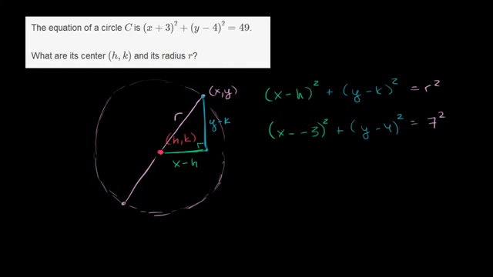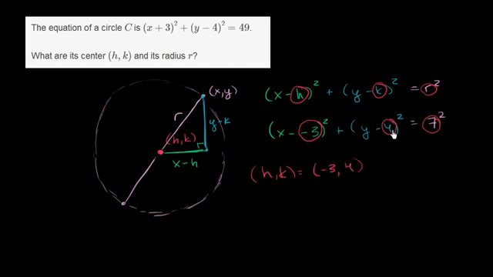And so now it becomes pretty clear that our h is negative 3, and that our k is positive 4, and that our r is 7. So we could say (h, k) is equal to (−3, 4).